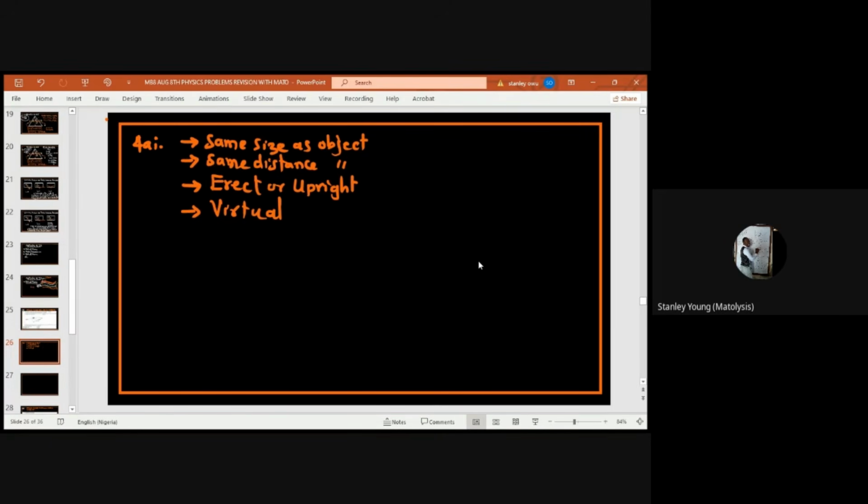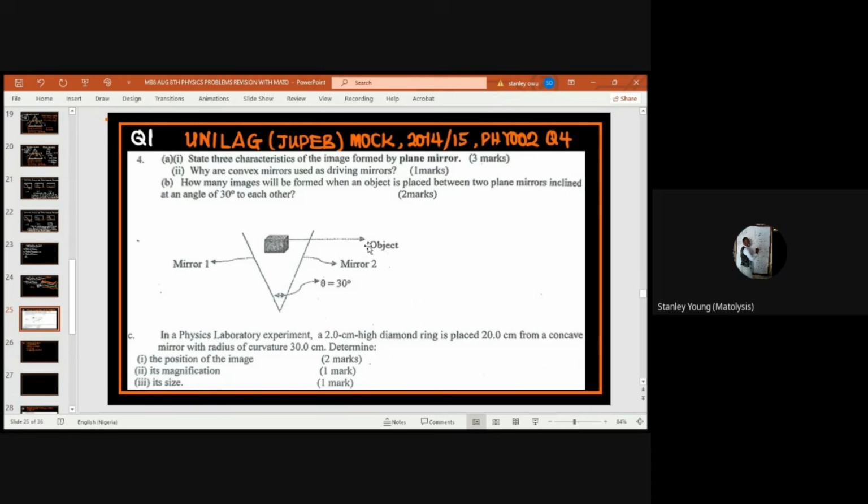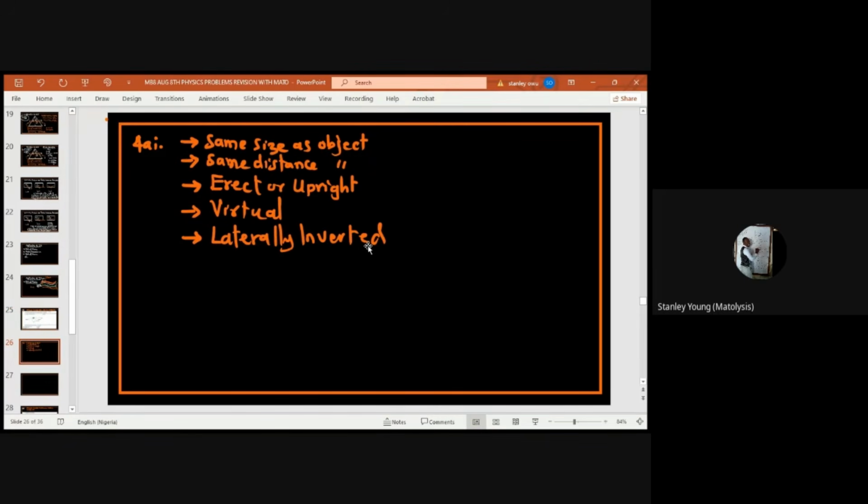Virtual. And another thing you need to know is the lateral inversion. Your left-hand side is now to the right hand of your image. That's called lateral inversion. Laterally inverted. As a candidate in the exam, the question just requires you to list three characteristics. So just give any three out of the five given here.